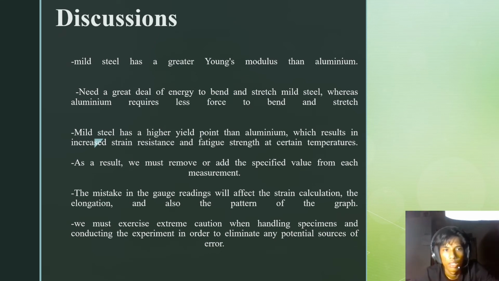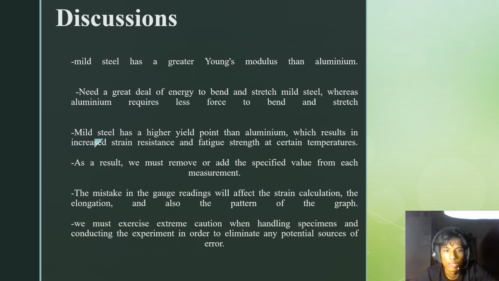Assalamualaikum warahmatullahi wabarakatuh. I want to present the discussion of the tensile experiment. First, mild steel had a greater Young's modulus than aluminium. A great deal of energy is needed to bend and strain mild steel, whereas aluminium required less force to bend and strain. Mild steel had a higher yield point than aluminium, which results in increased strain resistance at a certain temperature.